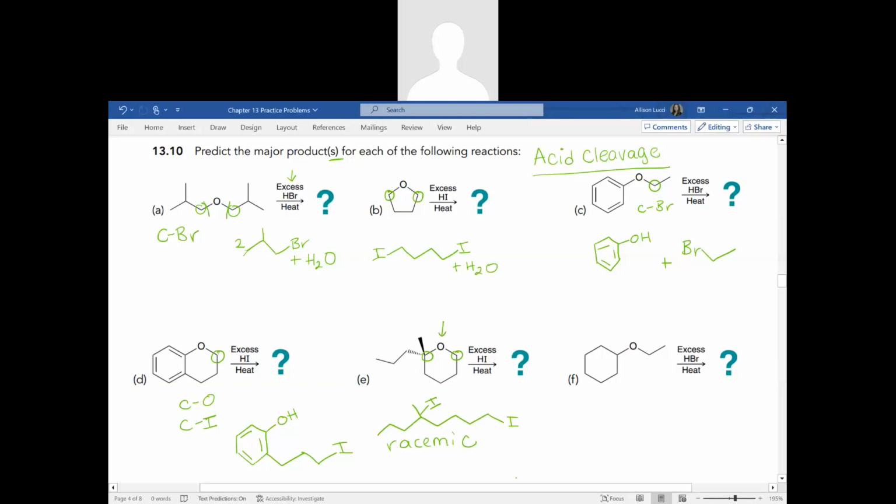So last but not least, we have this structure here. So we see two sp3 hybridized carbon atoms. So we treat this with excess HBr and heat. So we would end up with this first product. And we also get this ethyl bromide. Cyclohexyl bromide was our first structure, and water. Oh, and we forgot water is a product here as well.